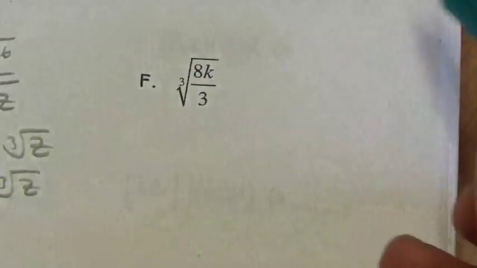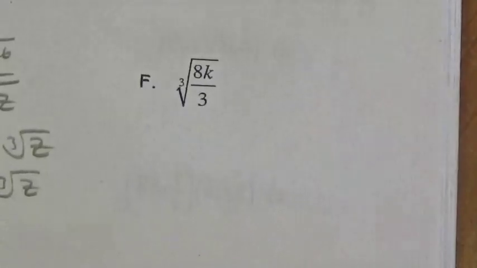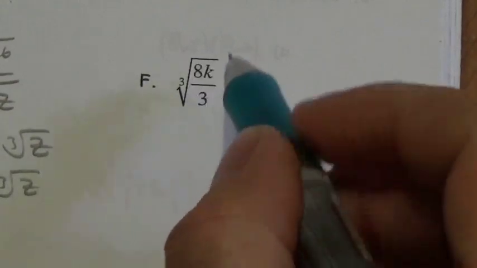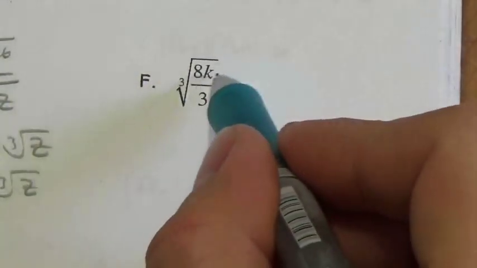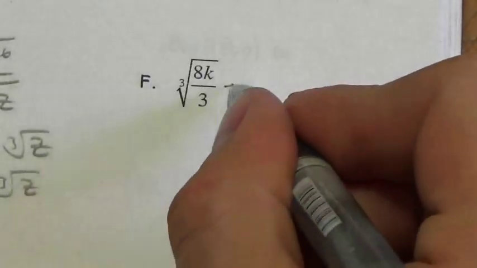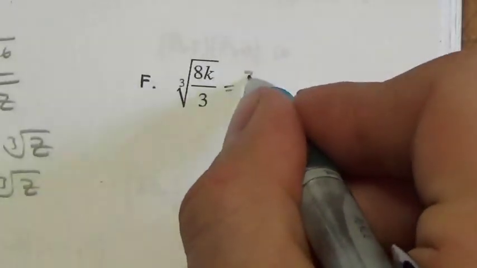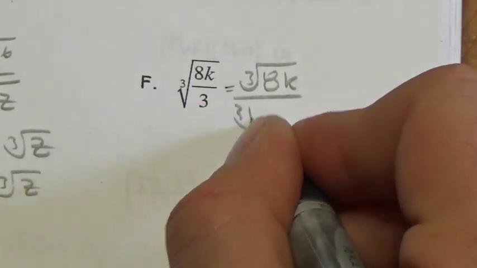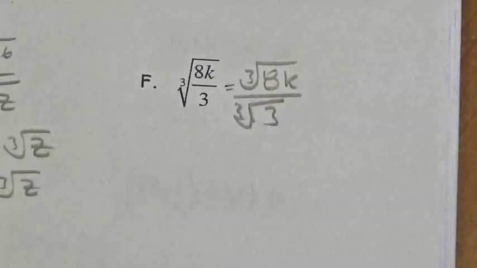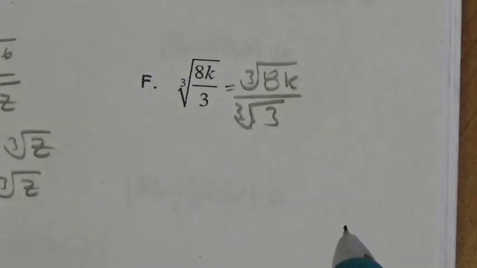Here, similar sort of thing. I don't want radicals in the denominator or denominators that have a radical. So in this case right here, I don't like the fact that there's a denominator in my radicand. I'm trying to simplify this, but I can't, because 8 isn't divisible by 3. So I'm going to split this up into the cube root of 8k over the cube root of 3.